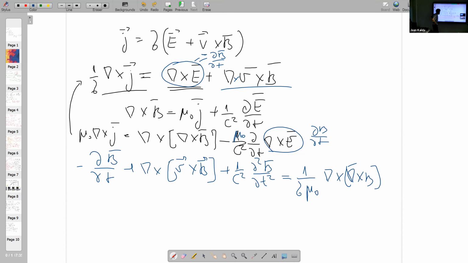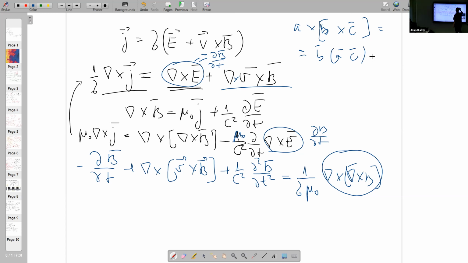And now this term over here, what is this? Do you know what it is? Anyone? Arthur? Curl of B. What is my B? Okay, curl of B. We just apply vector algebra formulas. We have A cross B cross C is B A C minus C A B.